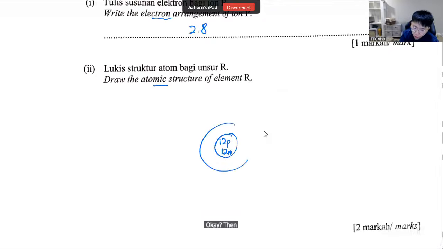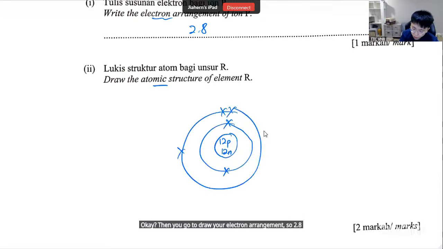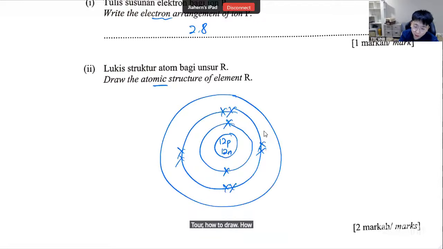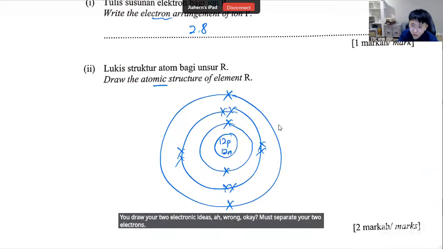Then you go to draw your electron arrangement. So 2.8.2. 1, 2, 3, 4, 5, 6, 7, 8. And the 2, how to draw? How to draw 2 electron? Must be separate. Up, down, left, right, that doesn't matter as long as you don't draw like this. You draw your 2 electrons like this, wrong. Must separate your 2 electrons. Okay. So this is 2.8.2.